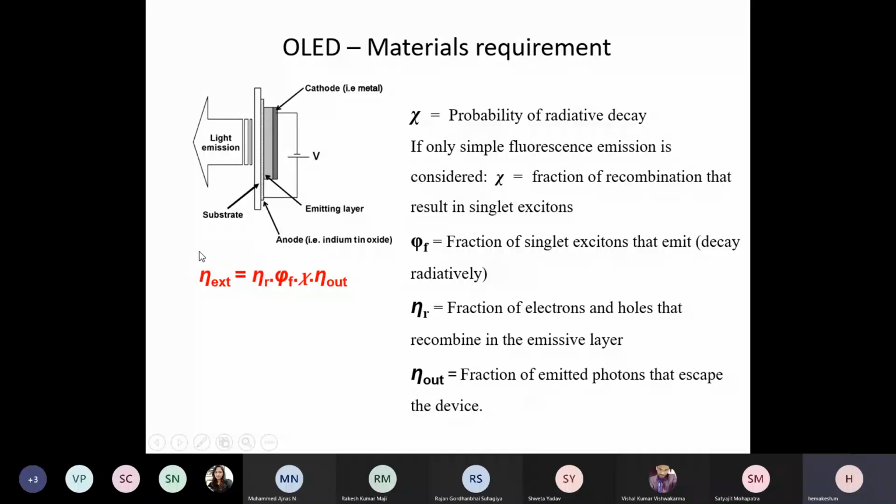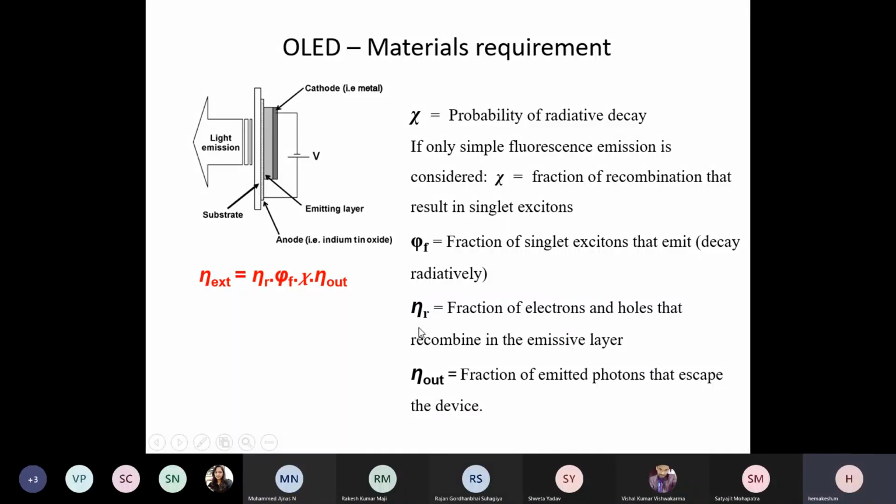And the overall efficiency of the device depends on factors such as what fraction of holes and electrons get into the device and combine, what fraction of those combinations gives rise to singlet excitons that emit through radiation, and that is the fraction of excitons that are capable of emitting. Then there is a factor called the probability of radiative decay.